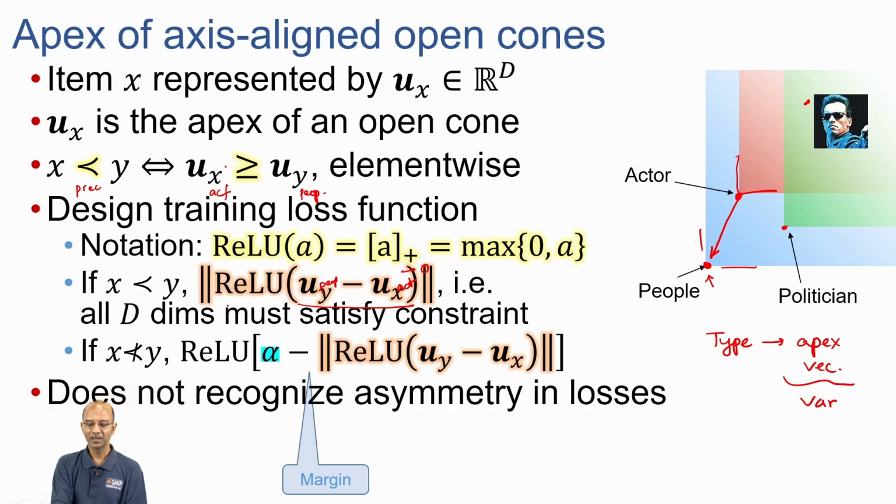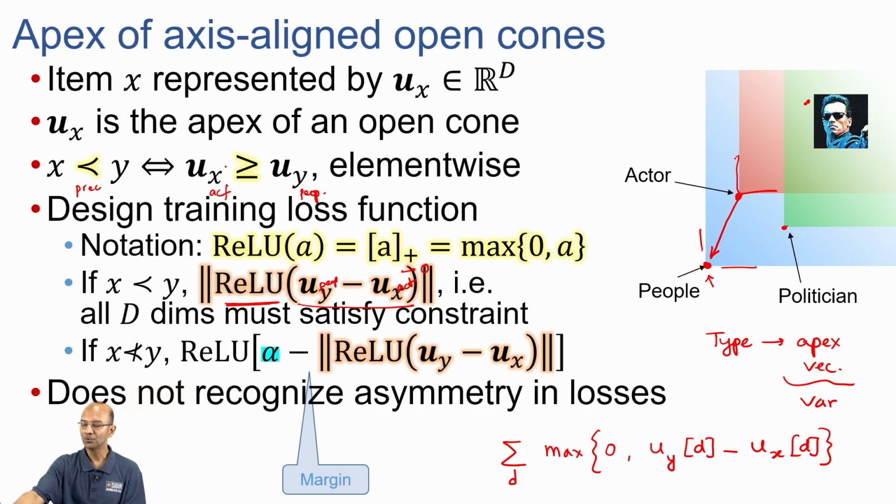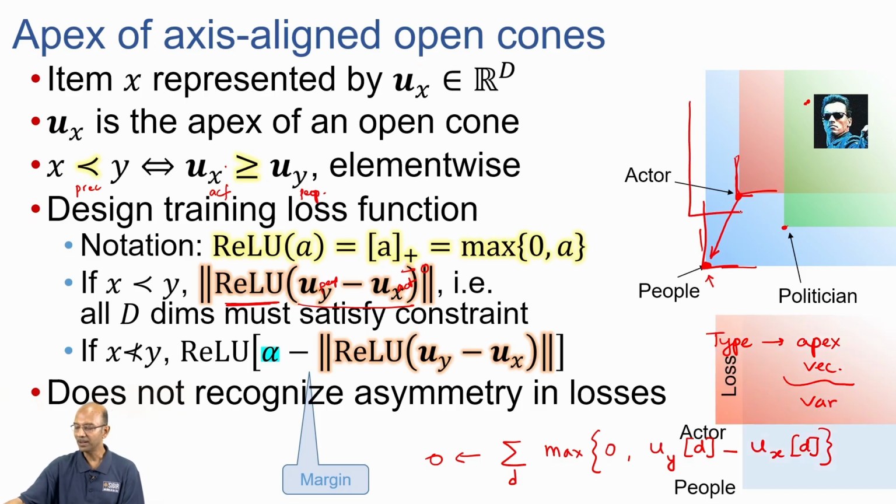If it's positive, I will take a rectified linear unit or a ReLU. So that means this red expression will be sum over dimensions max of 0 and u_y,d minus u_x,d. You can verify that if I achieve true containment of actor in people, this quantity will go to 0, but if the red part sticks out, then I will pay with a loss. If actor is sticking out of people, then that results in a loss. Okay?